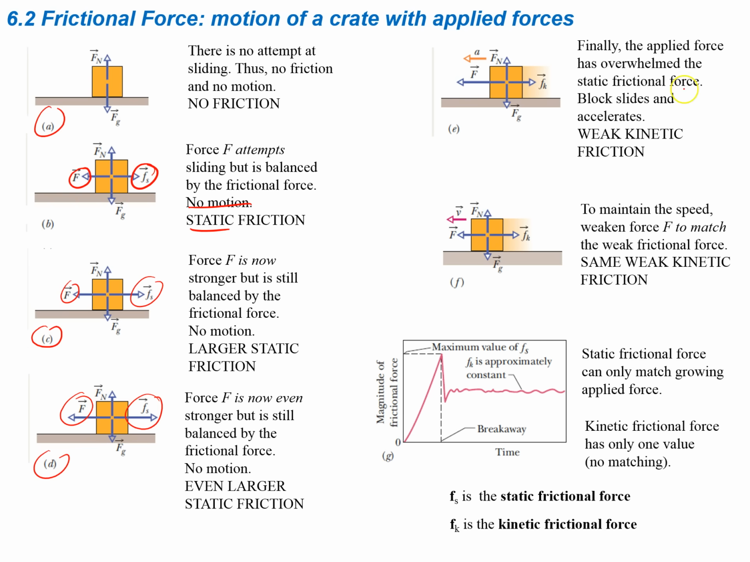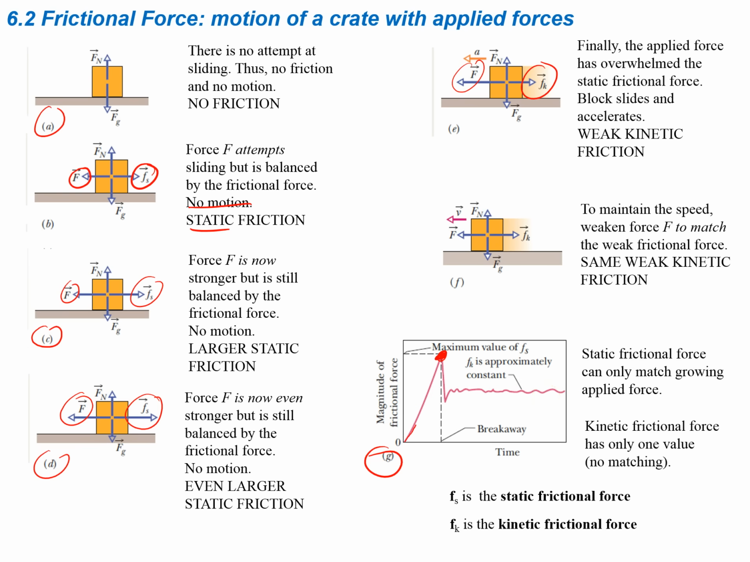So, for instance, once you get the object moving, so finally the applied force has overwhelmed the static frictional force, the block slides and accelerates. So it's going to accelerate, and you have this applied force here. You're going to get this kinetic friction going in the opposite direction. Now this kinetic friction is going to be significantly less than the applied force, even though it just barely overcame it. Because if you look at this chart down here in figure G, notice as we increase force, the static friction force comes up to this peak. So to get something moving, you actually need a lot larger force than to actually keep it moving.